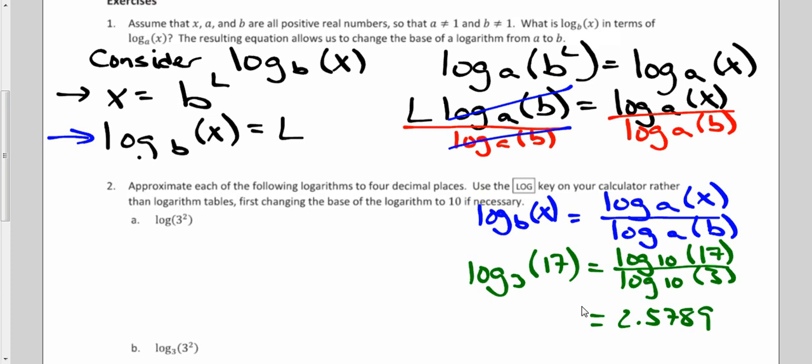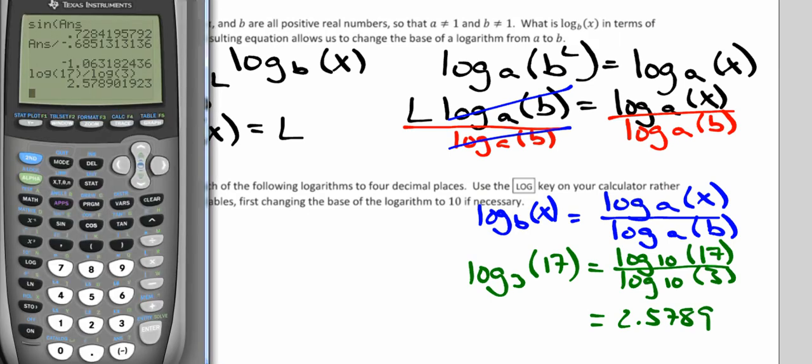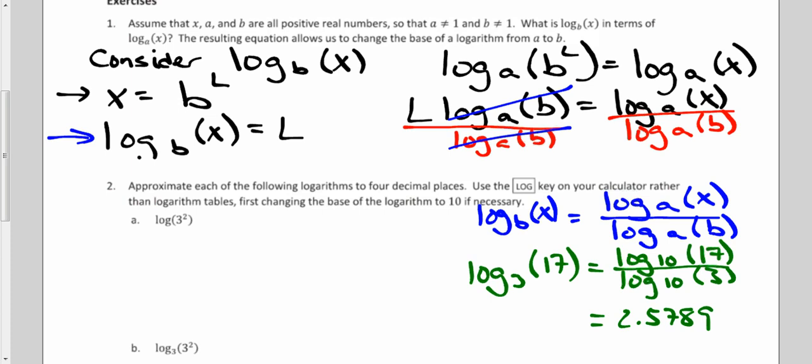Now, to know if this is right, I should be able to take 3 to the 2.5789 power. So I'm going to do 3 to the, and pick my answer button. That means 3 to the 2.5789 power, and hit enter, and lo and behold, I get 17. So 17 is 3 to the 2.5789 power. Okay?